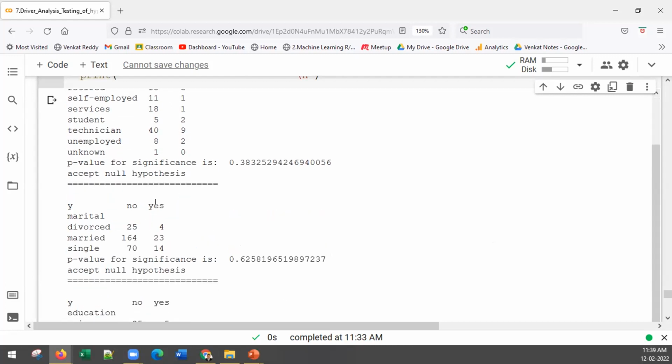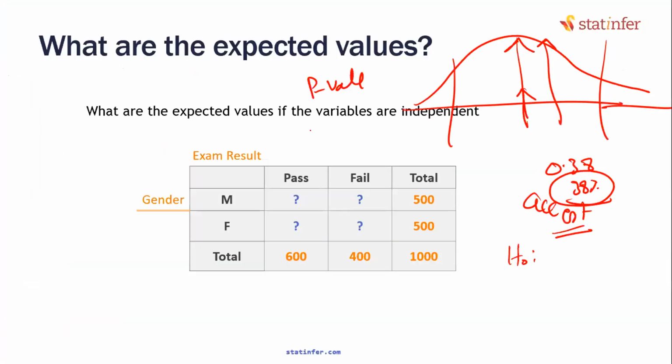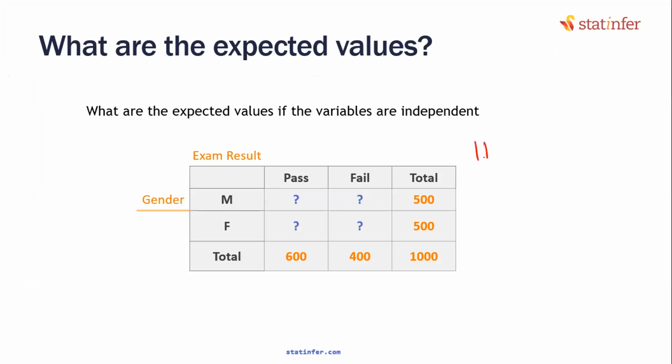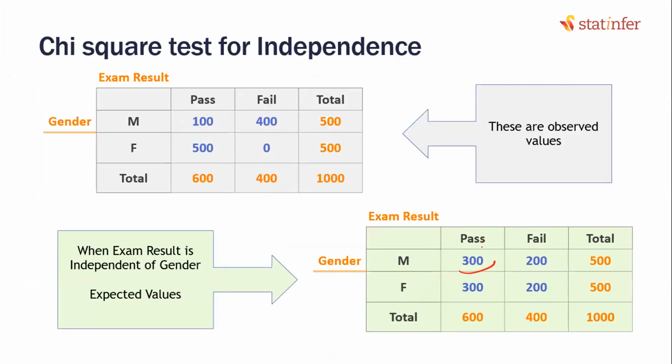Marital status and person buying or not buying. Does it impact? When you are accepting the null hypothesis, they are independent. What is the null hypothesis in the chi-square test? All of you participate. They are independent. X and Y are independent. Based on that only we are creating this, we are following that assumption only.